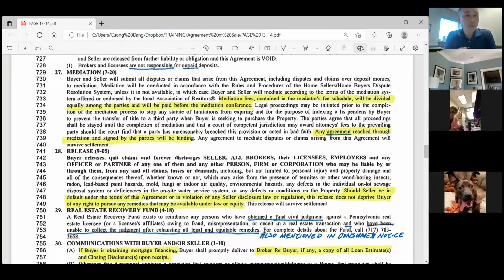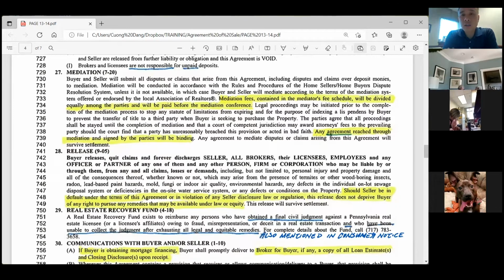Number 27, mediation. Years ago, when we did a lot of relo deals, relocation companies would always have us strike this out. Okay. But 27 states, buyer and seller will submit all disputes or claims that arise from this agreement, including disputes and claims over deposit monies, to mediation. Mediation will be conducted in accordance with the rules and procedures of the Home Buyer's Dispute Resolution System, unless it is not available, in which case buyer and seller will mediate according to the terms of the mediation system offered or endorsed by the local association of realtors.